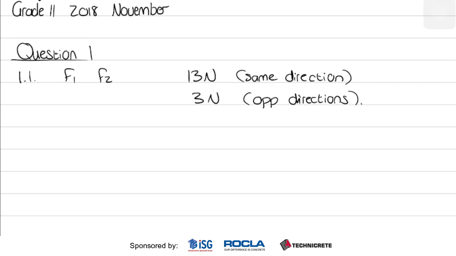So how could we figure it out from this information we're given? Basically, in the same direction, force 1 plus force 2 equals 13. In opposite directions, force 1 minus force 2 equals 3. So we need to find a value of force 1 and a value of force 2 that can give us this kind of result. So here you go through the options given. 8 and 5.